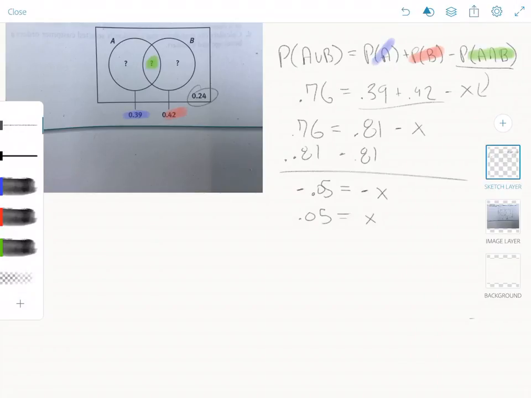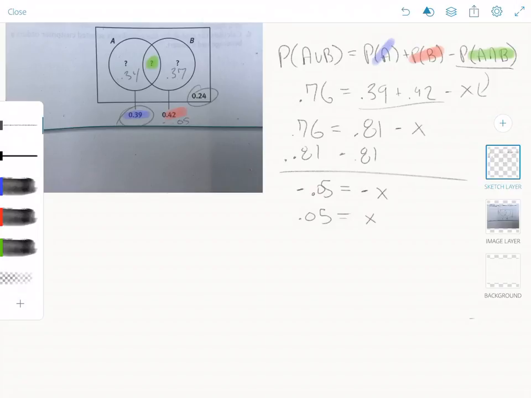Because if the intersection is 5%, then that means 5% of that 39 is in the intersection, which means only 34% of it is strictly A and not in the intersection. And if I subtract 0.05, or take 5% away from 42%, that would leave me with 37%.